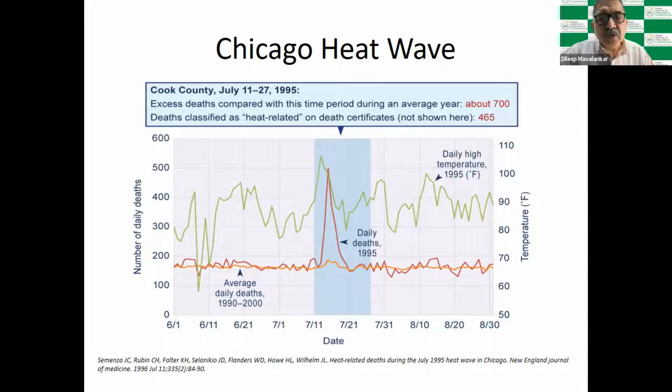And the all-cause mortality, which is the red line, which is around 150 to 175 or up to 200 every day in Chicago, touched almost 500 deaths in one day at the peak, just after the peak heat wave. And then it came down, and the total additional deaths were 700, and heat-related deaths which were certified were 465. So just 1 week of heat wave killed 700 additional people, and 465 directly because of the heat wave. So this was the first time that such great heat-wave-related mortality was noticed by scientists, studied and reported, and the paper was published in the New England Journal.